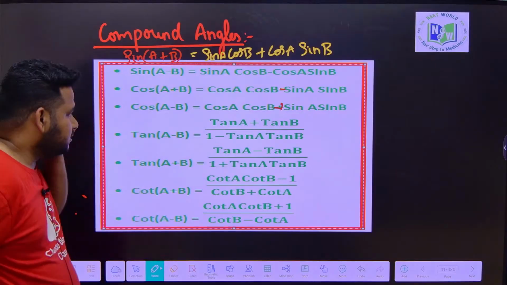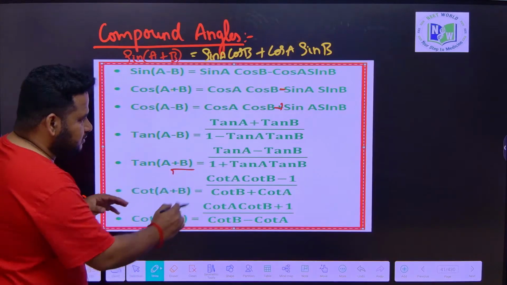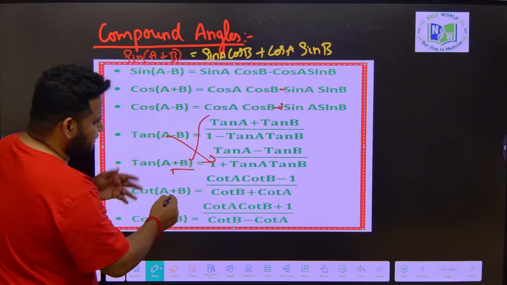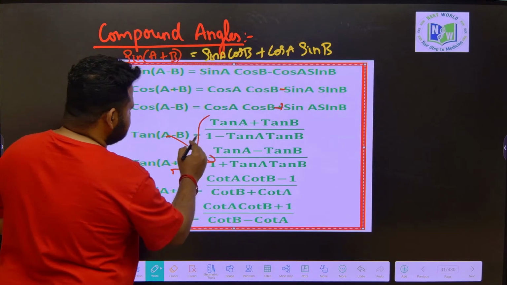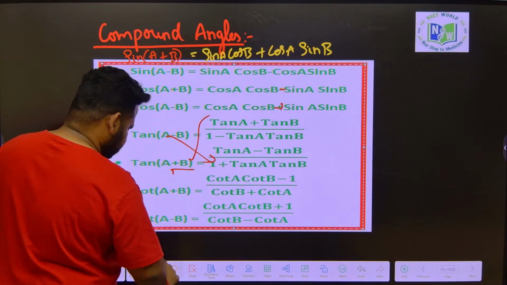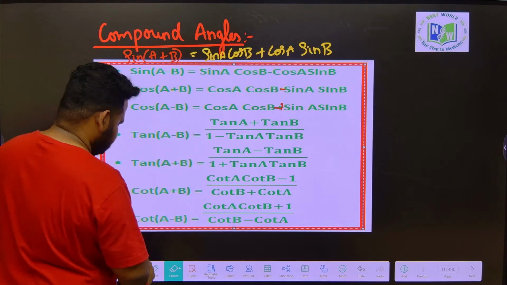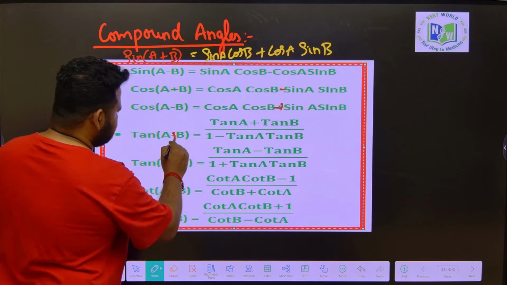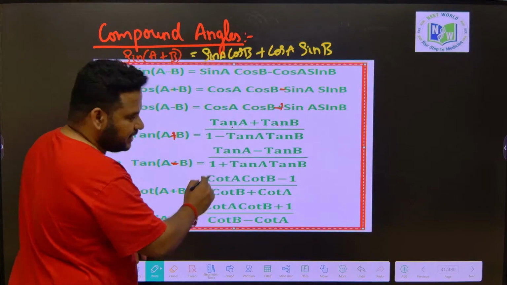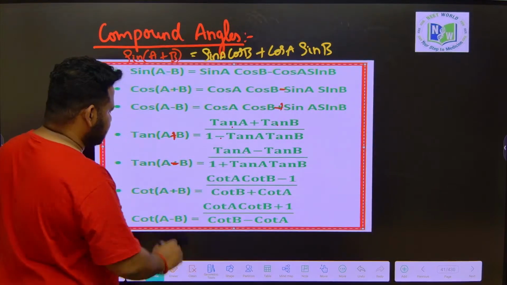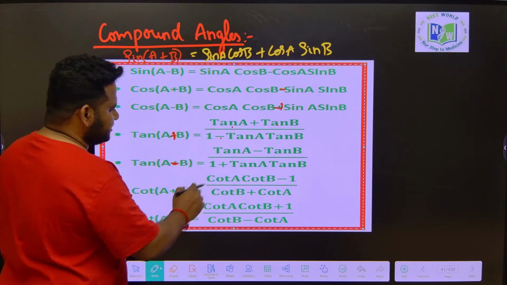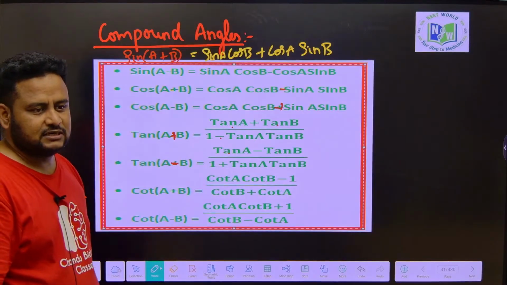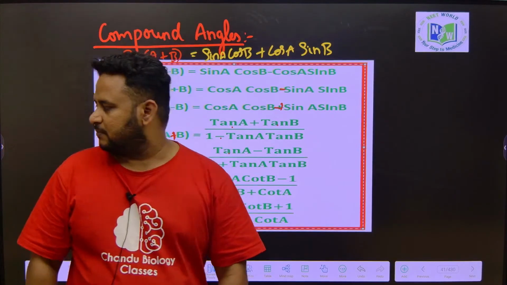Clear? Focus here. This should be here, this should be here, it has been interchanged. Let me correct it here, just a minute. This is tan of A plus B, this is tan of A minus B. Tan of A plus B is tan A plus tan B by 1 minus tan A tan B. Tan of A minus B is tan A minus tan B by 1 plus tan A tan B. Got it?